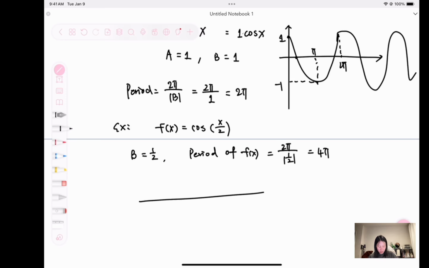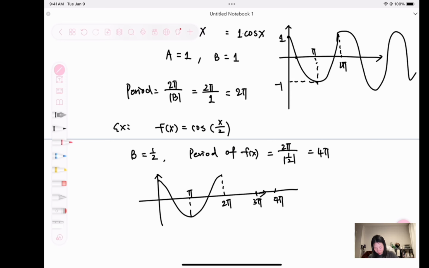What does it look like? It will look like this. Originally, your function looks like this, right? This is 2 pi, and this is pi. But now, with the same amplitude, because the amplitude didn't change, your period is going to become 4 pi. So here is 3 pi, 4 pi.